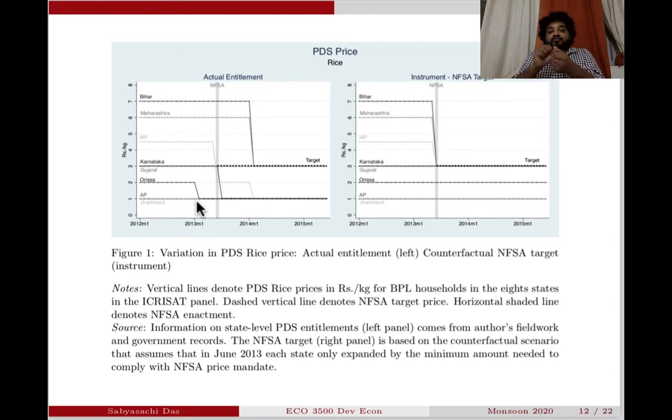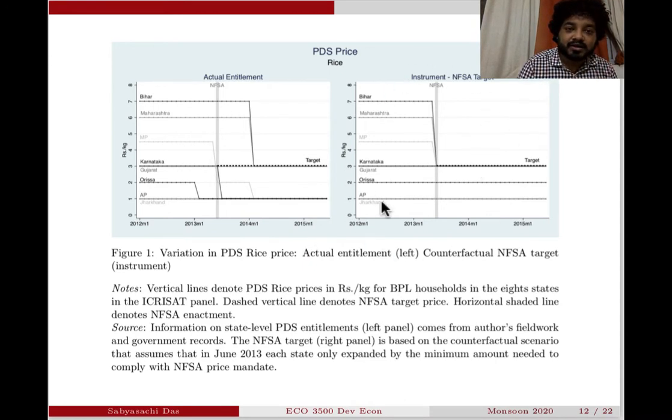Now these kinds of changes, either before or after NFSA, and the amount of change, these are all endogenous. These are driven by state-specific calculations, what the politicians in power thought at that time to be desirable, right? And that's again correlated with unobservable factors of the state that can affect labor market outcomes. So if you use the actual transfer value using these actual changes in price, then that would still be endogenous, even if you want to use the NFSA Act.